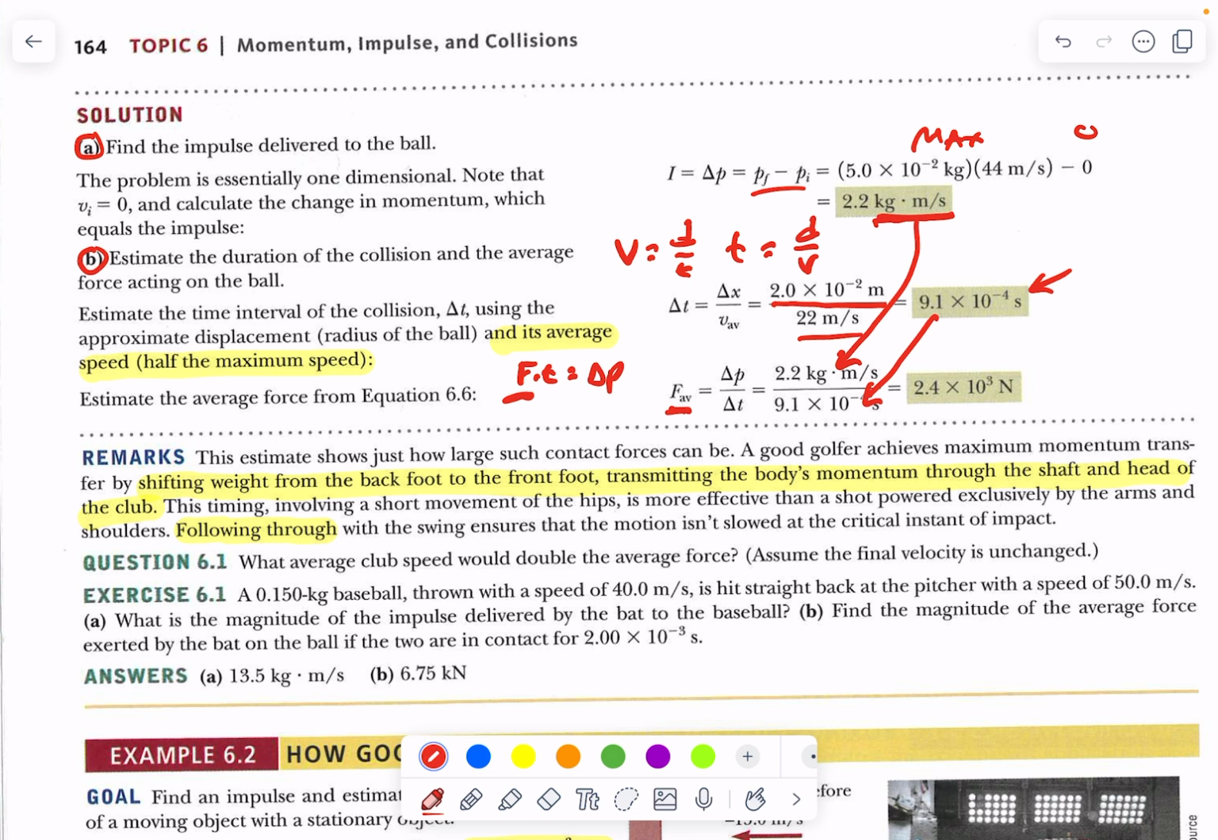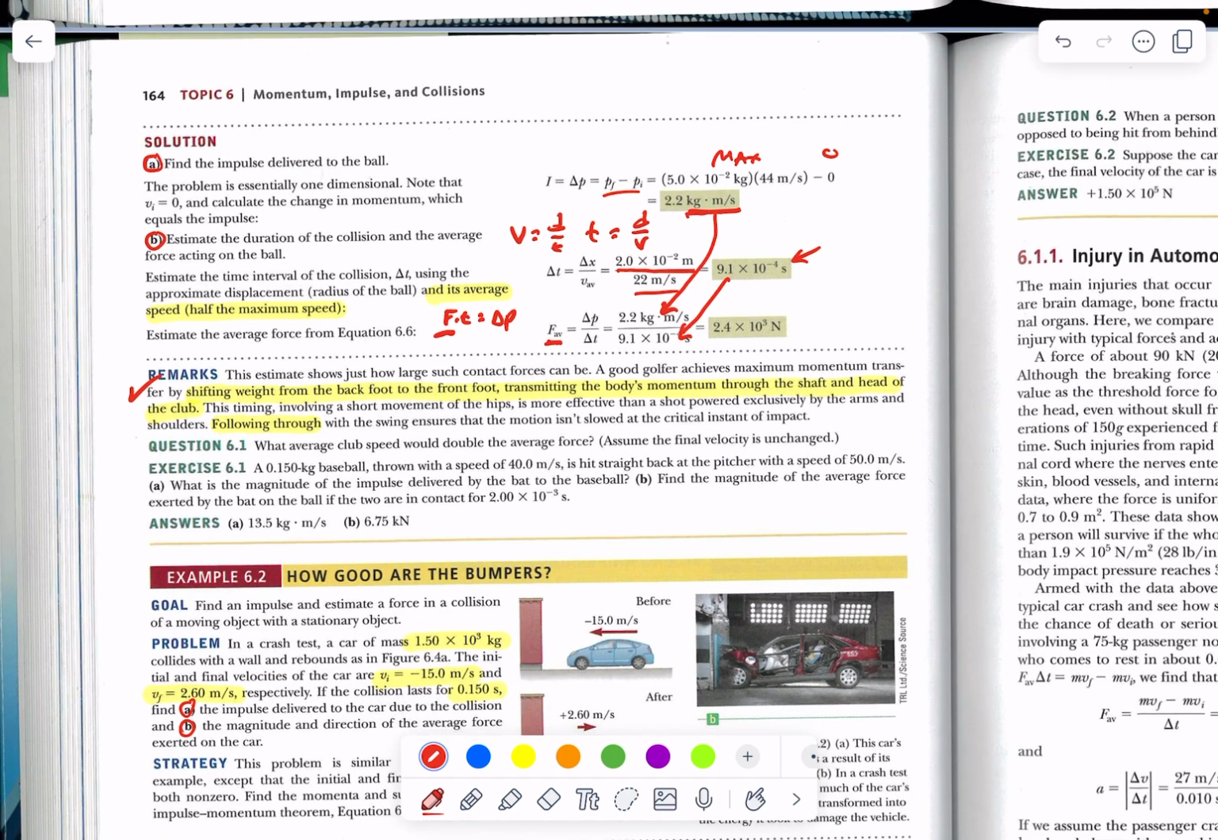Now down here they talk about the importance of following through, as well as the importance of shifting the weight of your body from your back foot to your front foot in order to increase the total amount of momentum that the golf ball is going to have. And I'm not a golfer, so I'll take their word for it. That sport was always too expensive for me.